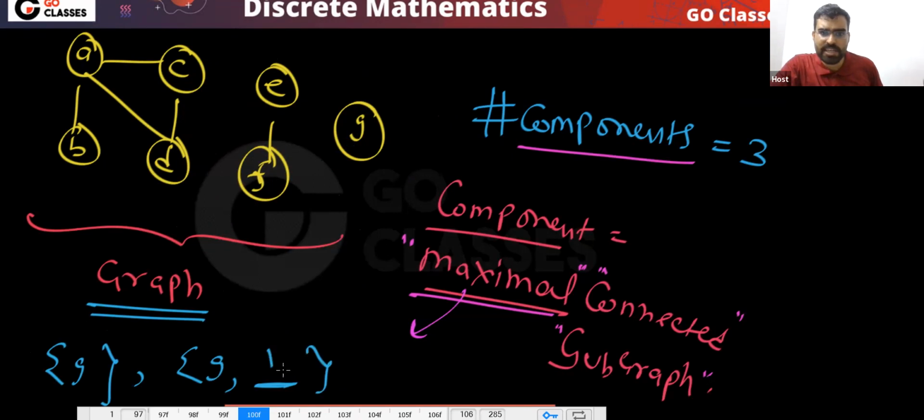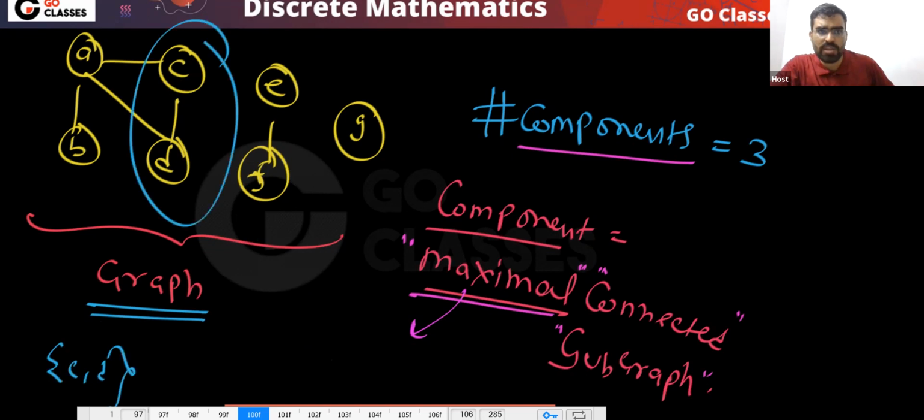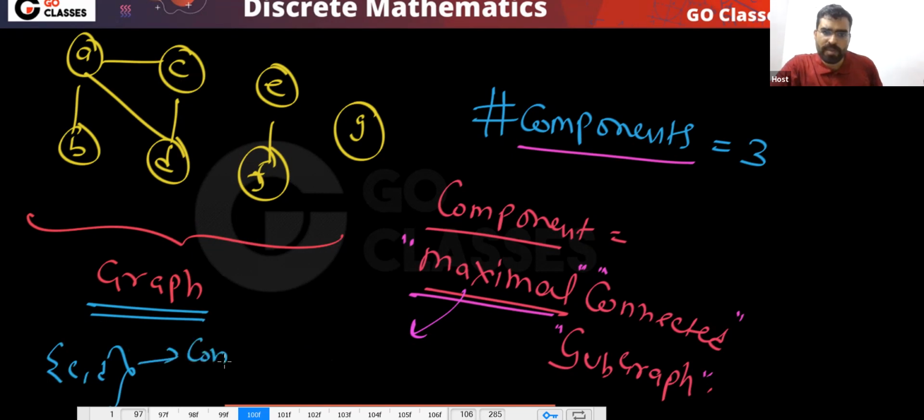For example, can I say D, G is connected? No, they are not connected. But notice, can I say C, D? Only focus on C, D. Can I say this is connected? Yes. But this is not maximal. This is connected but not maximal.